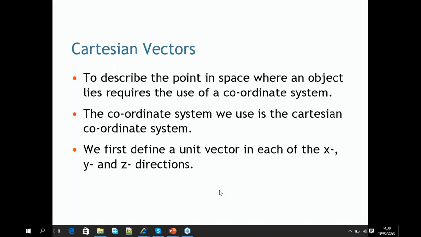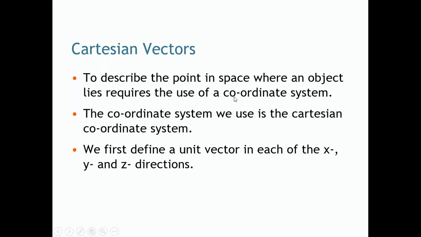To describe the point in space where an object lies requires the use of a coordinate system. The coordinate system we use is the Cartesian coordinate system. That is the system we use. We first define a unit vector in each of the x, y, and z directions.